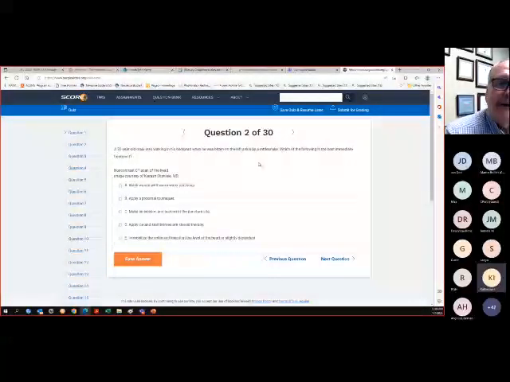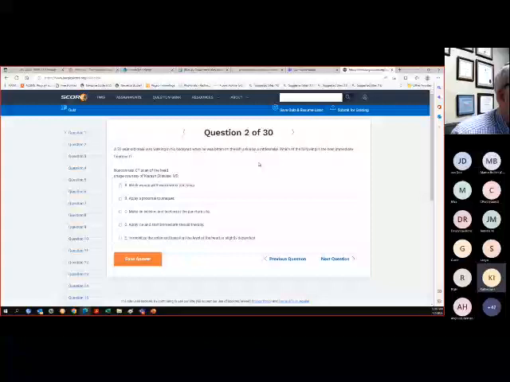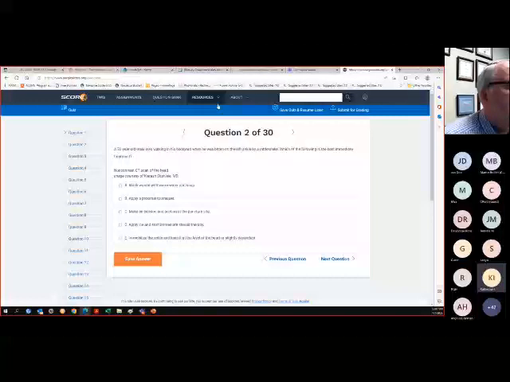I'll do it. A 70-year-old male was walking in his backyard when he was bitten on the left ankle by a rattlesnake. Which of the following is the best immediate treatment? Wash warm, maybe. Apply proximal tourniquet, no. Make an incision, suction, punctures, no. Apply ice and immediate steroid therapy, no. Immobilize the ankle and keep it at the level of the heart or slightly dependent.